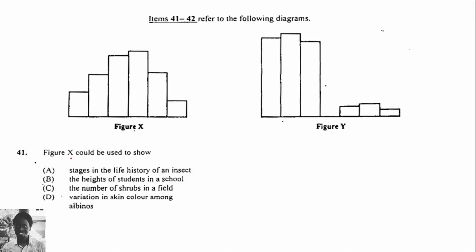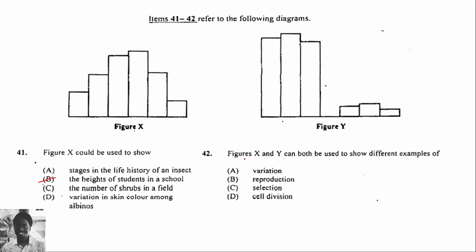Number 41. Figure X could be used to show A. The stages in the life cycle or life history of an insect, B. The heights of students in a school, C. The number of shrubs in a field, and D. Variation in the skin color among albinos. Okay, so Figure X is a histogram, and we use a histogram to represent continuous data, meaning data where you have a spectrum of values from lowest to highest, instead of definite values. So the only continuous data here is the heights of students in a school. So our answer here is B.